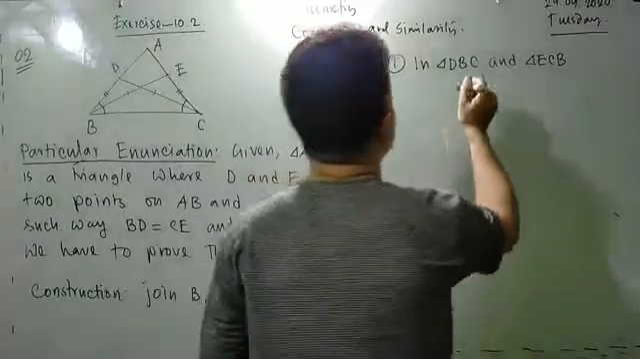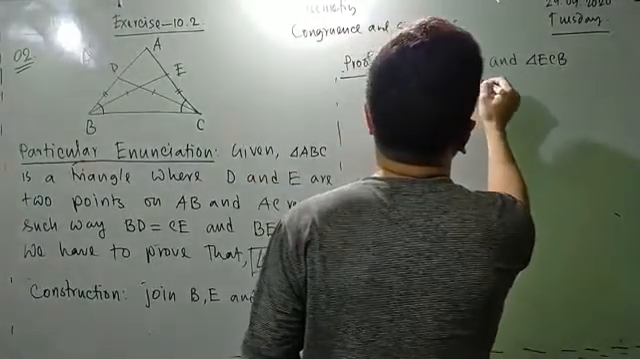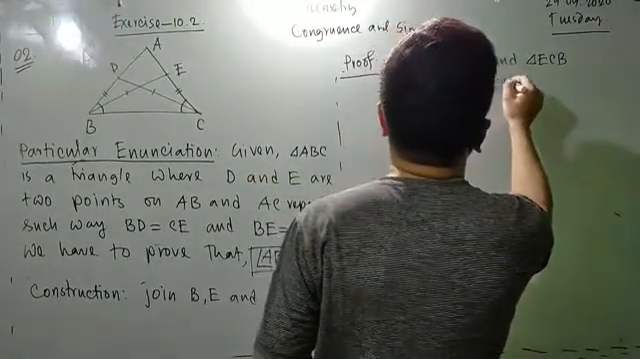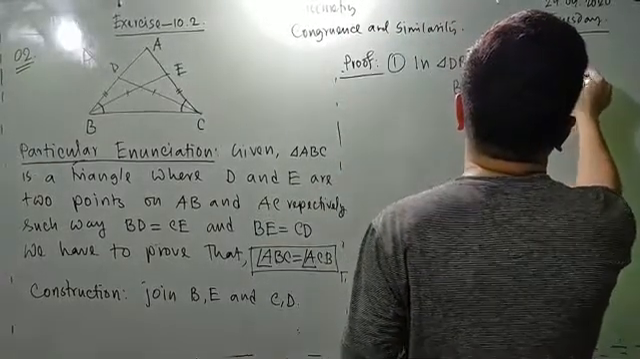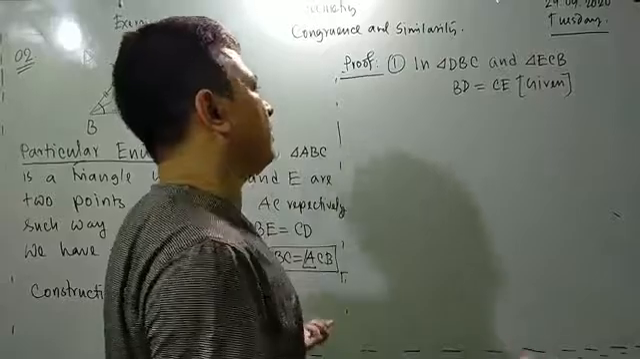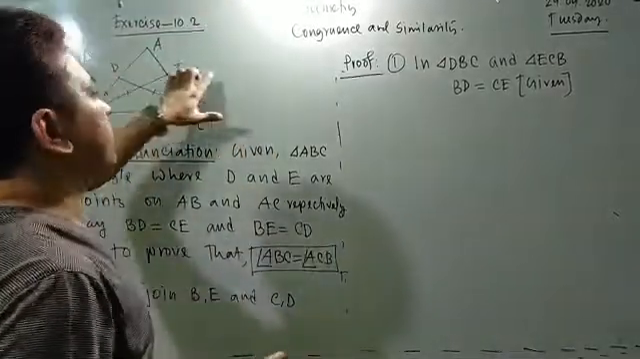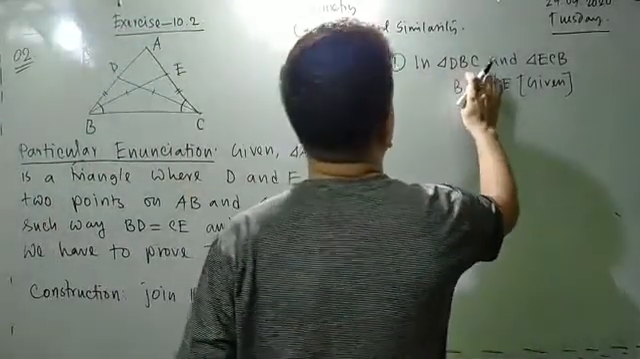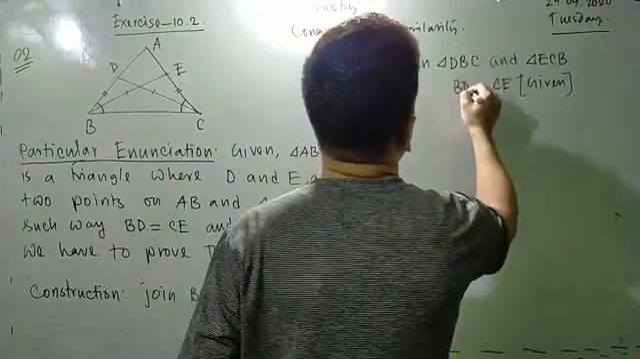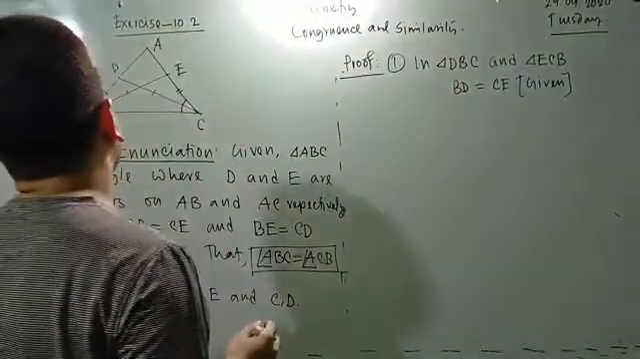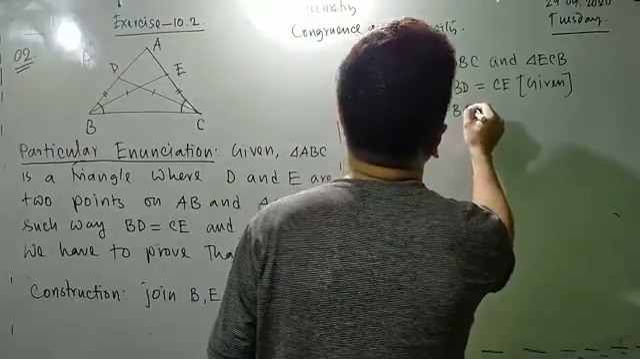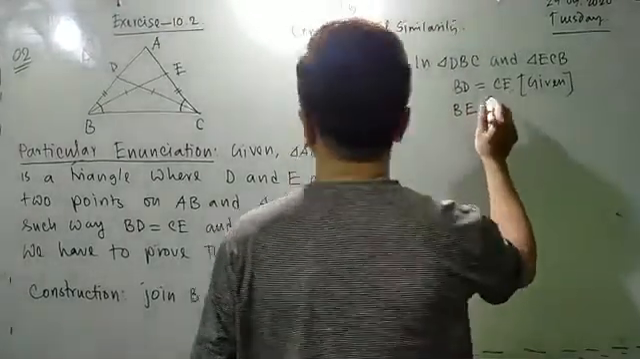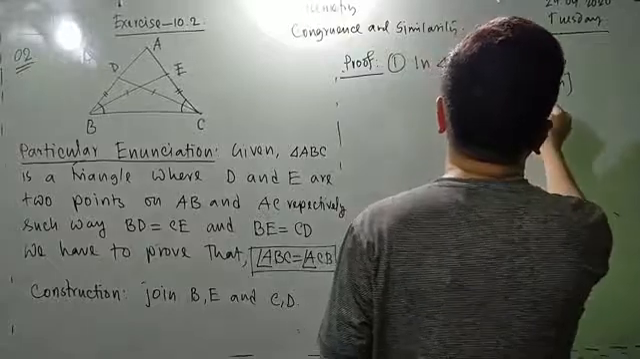So BD equals CE. It's given in the question. Maximum things are given, so it's really very easy. BD equals CE is given, and BE equals CD is also given.